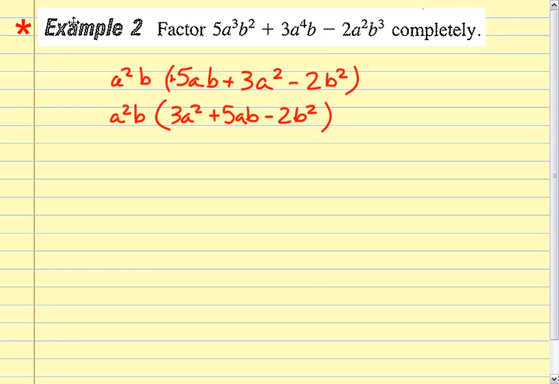Now, how many terms are inside the parentheses? 3. So it cannot be the difference of 2 squares. All right, so that means we're going to have to factor this trinomial. How do we factor trinomials that have numbers in front of the variable in the front? The formula. And what is the formula? Negative b plus or minus the square root of b squared minus 4ac.